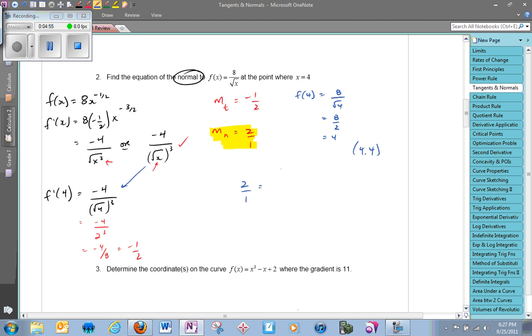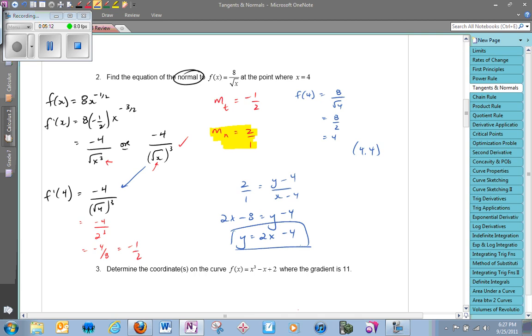So the slope of my normal is 2 over 1, y minus 4 over x minus 4. 2x minus 8 is equal to y minus 4. So y is equal to 2x minus 4. This is the equation of my normal.